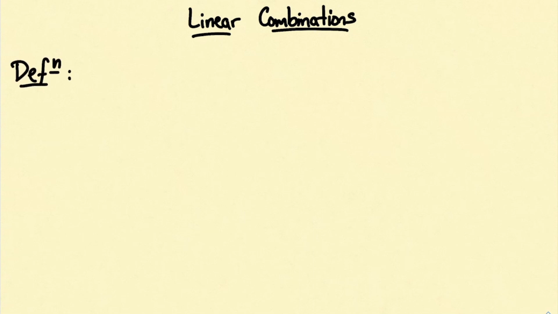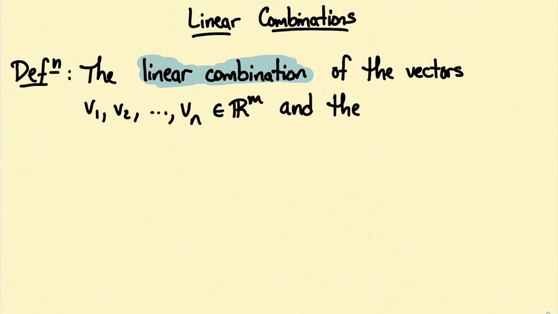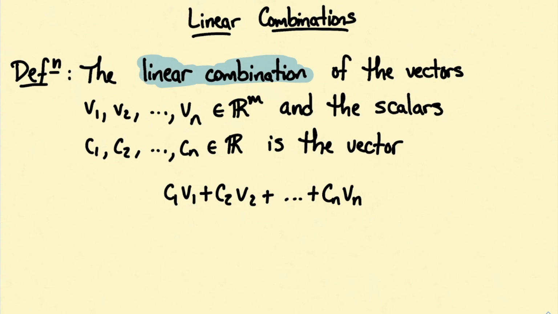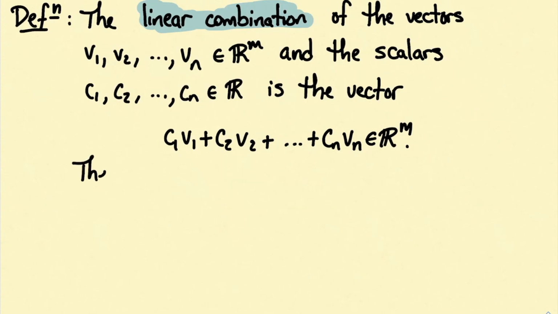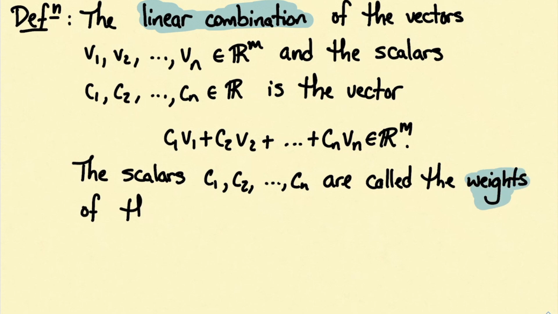The linear combination of the vectors v1, v2, down to vn, which are all m-dimensional vectors, and the n scalars, c1, c2, down to cn, which are just real numbers, is the m-dimensional vector c1 v1 plus c2 v2 plus etc., plus cn vn. The scalars c1 through cn are called the weights of the linear combination.